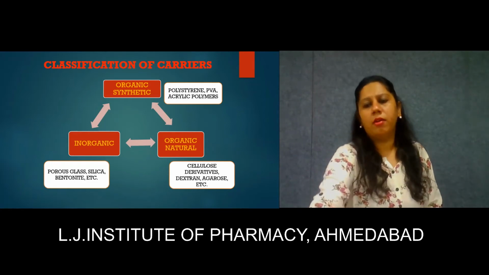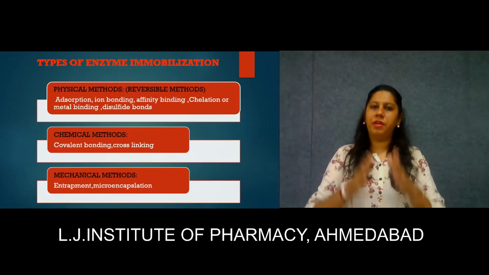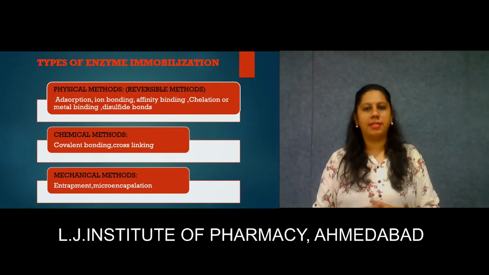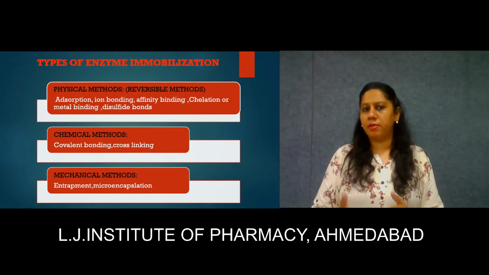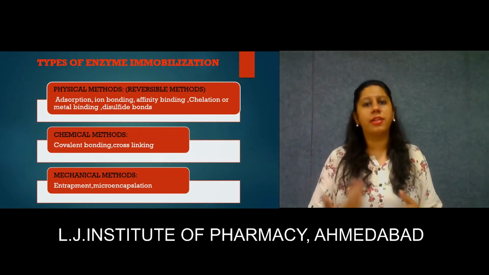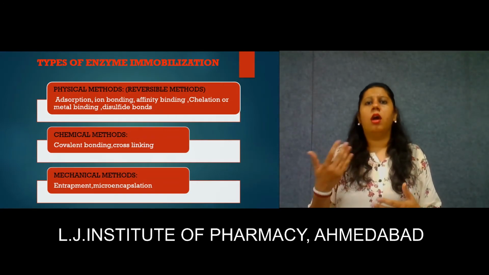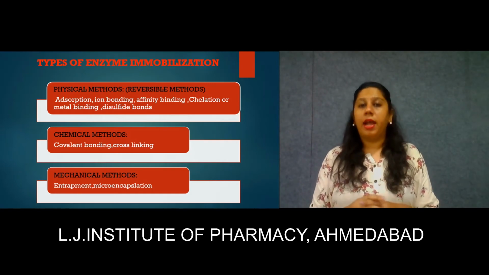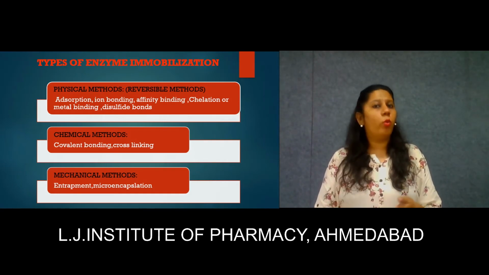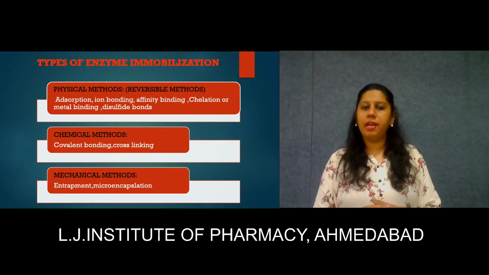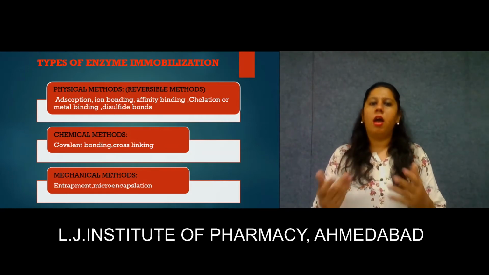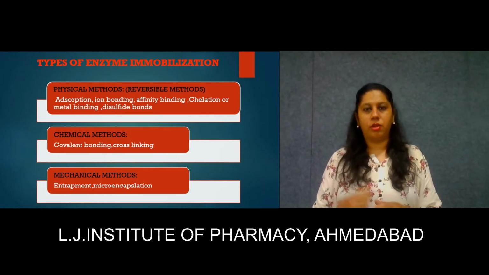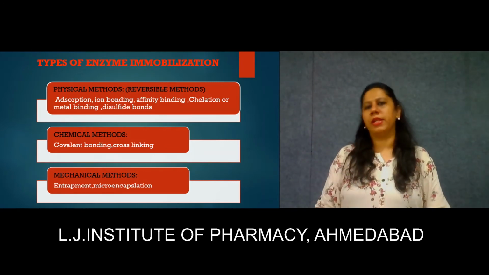Okay, next, these are the different types of enzyme immobilization. First are the physical methods, which are reversible in nature, like adsorption, ionic bonding, affinity bonding, chelation, disulfide bonding. Then you have the chemical methods like covalent bonding and cross-linking, and finally you have the mechanical methods like entrapment and microencapsulation. We'll see the most used methods in detail.